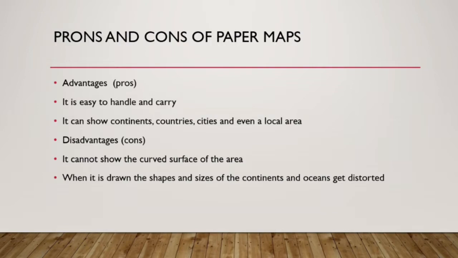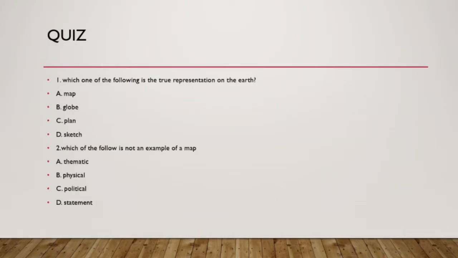So students, let's have a quiz to check our knowledge and see if we have been able to understand the lesson. The first question is, which of the following is the true representation of the earth? A, map. B, globe. C, plan. D, schedule. And question number 2 is, which of the following is not an example of a map? A, mathematics. B, physical. C, political. D, statement. I hope you'll be able to give the correct answers.